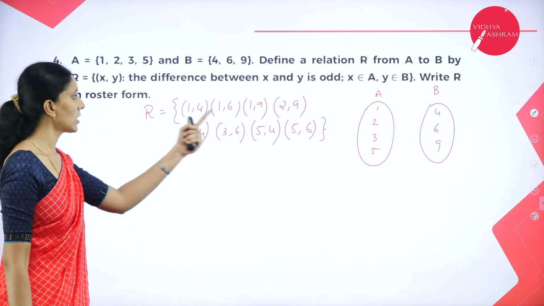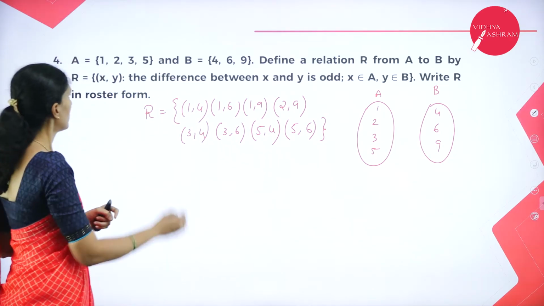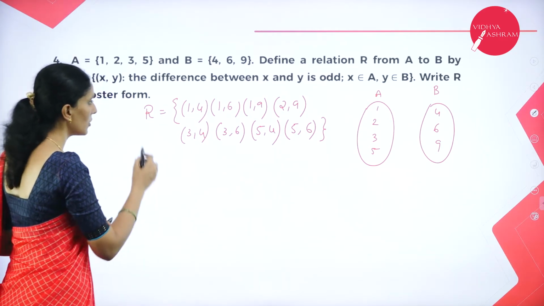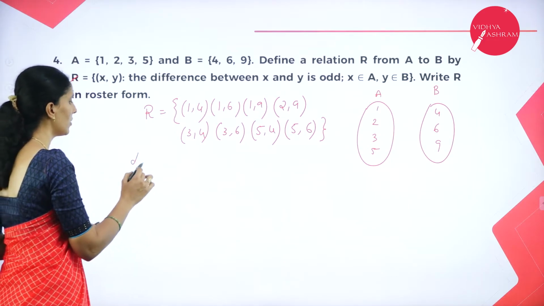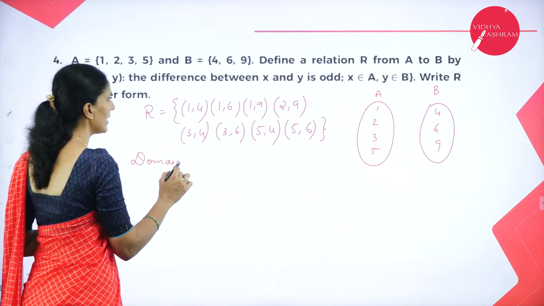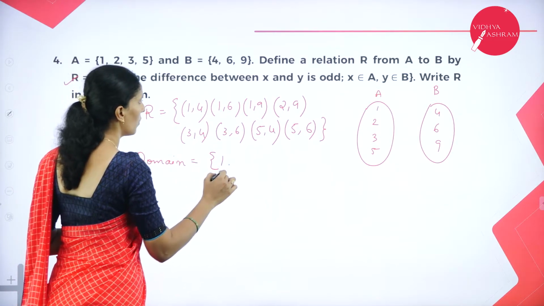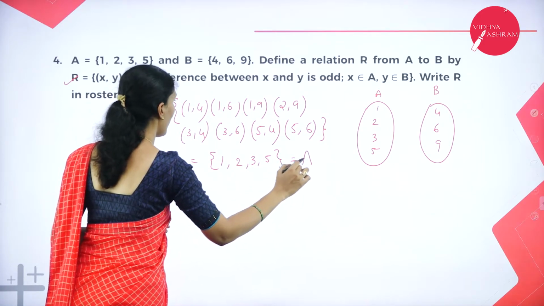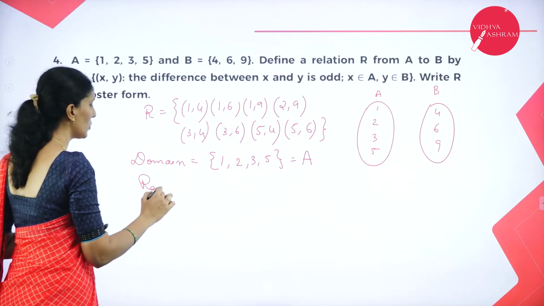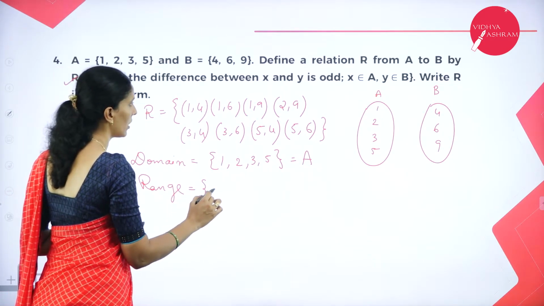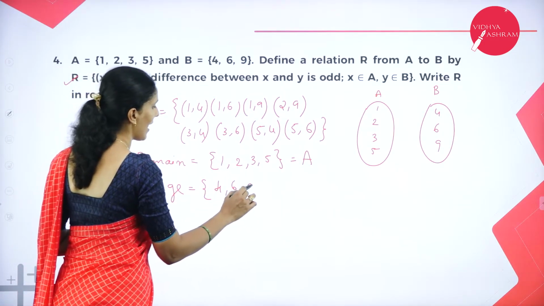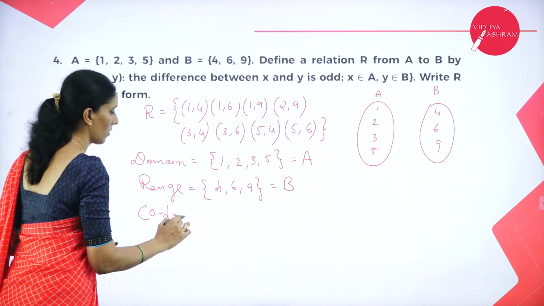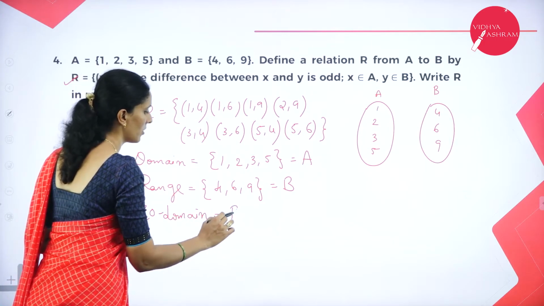Now we have written it in roster form. The question was given in the set builder form, and we have written it in the roster form. If they ask you to find the domain, again the domain is only the first elements 1, 2, 3, 5, which is your A. And the range, if they ask, what did we get? That is 4, 6, 9, which is your set B. And the codomain is your second set B.